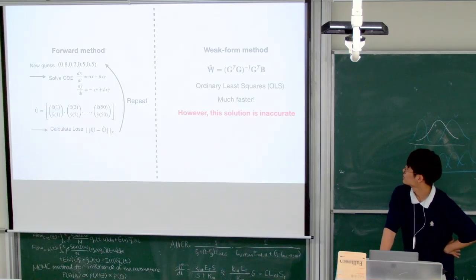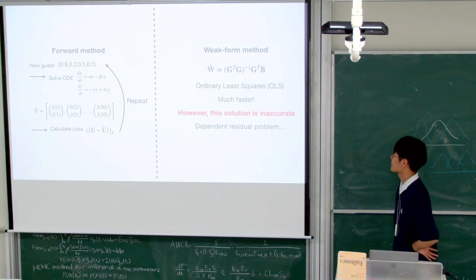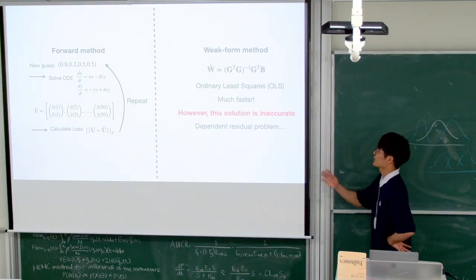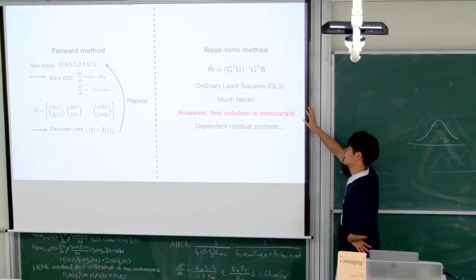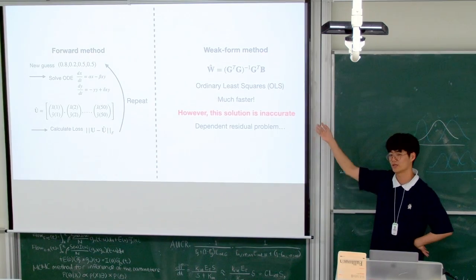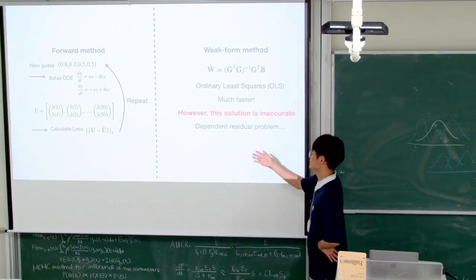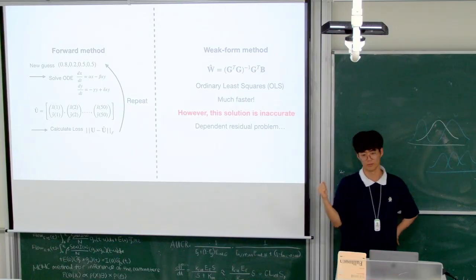Okay, so we have this solution. This is just the ordinary least squares solution, but there are some issues with the solution, and we will see that there is some kind of dependent residual problem, as I will call it.